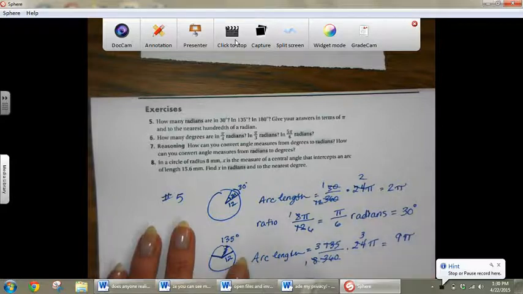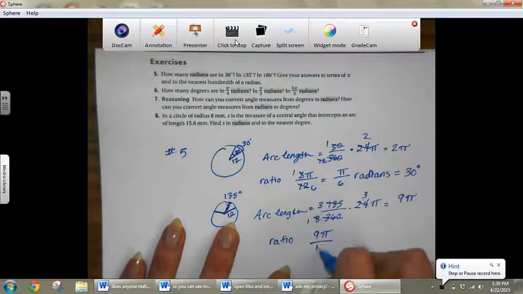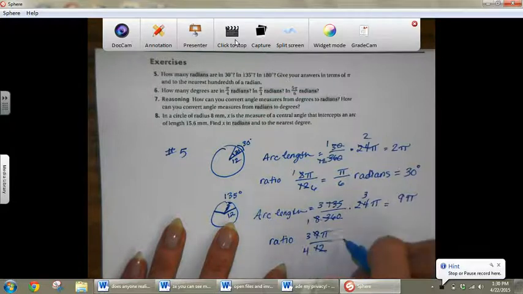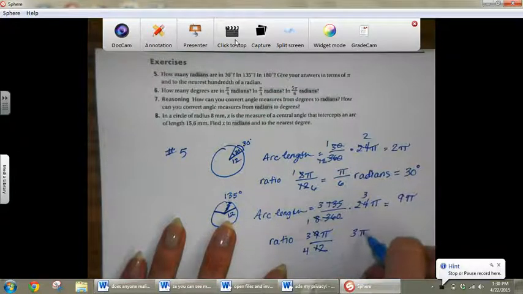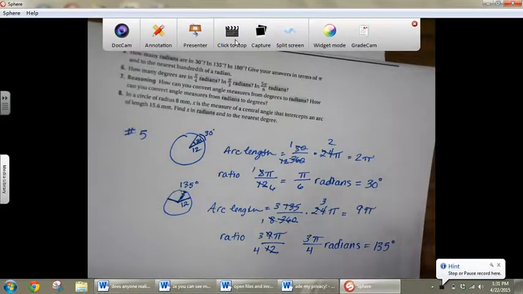Now the ratio is going to be 9 pi over the radius, which was 12. Now if I reduce this, that's going to be 3 and 4. So I get that 3 pi over 4 radians is equivalent to 135 degrees. Who'd have guessed? All right, lastly, 180.